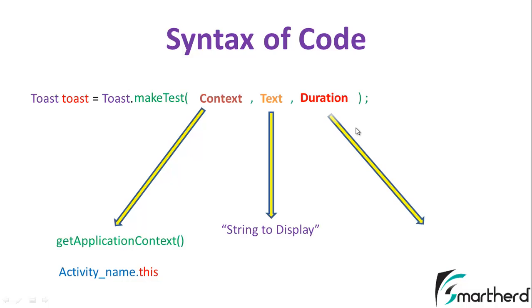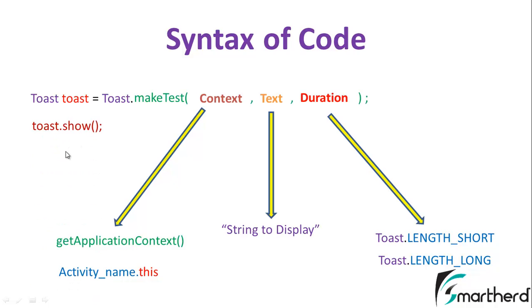Now this duration can be written in two ways. The first can be Toast.LENGTH_SHORT. The second is Toast.LENGTH_LONG. The first one displays the toast message for a very short duration, and the second one displays the toast message for a longer duration. Now still our code is incomplete. After this statement you just have to write toast.show. This is very important. So these two lines of code complete our syntax of toast in Android.